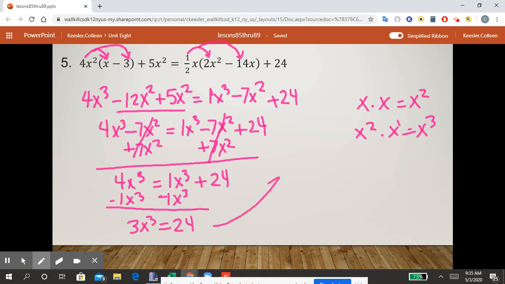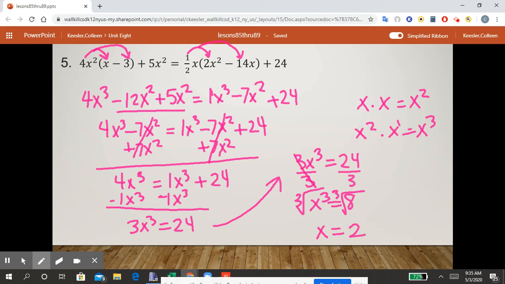So now I need to get that x cubed by itself. So I'm going to divide by 3. And I get x cubed equals 8. So my last step is to do the cube root. And hopefully, again, you remember from previous lessons that the cube root of 8 is 2.